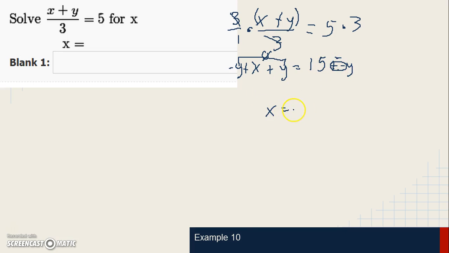So I've got x equals, and because this is a number and this is a variable, I've got to make sure I put it in standard form. So I'm going to go ahead and commute this negative y in front of this positive 15. So I can rewrite this as negative y plus 15. And I go ahead and I type in this exactly as it is into the answer bar.